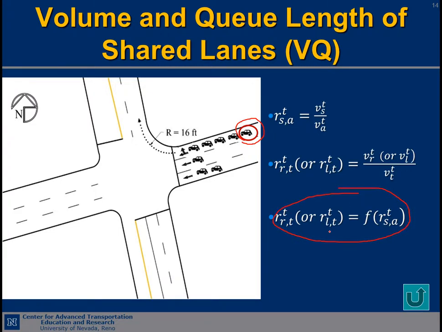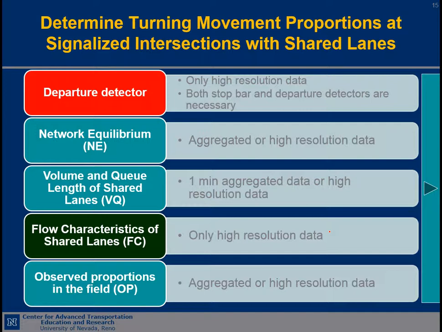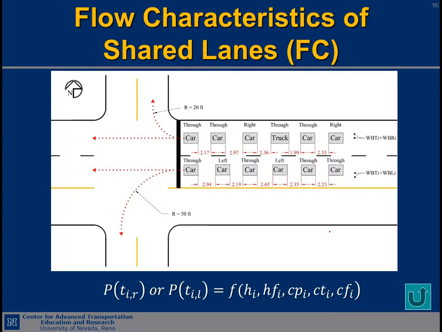The next method is flow characteristics of shared lanes. We can use only high resolution data. The main idea of this method is that vehicles with a higher headway from their front car, when they are passing the stop bar, probably turn left or right. So based on headway and other factors that affect headway, for example the car type or car position in the line, we can make a prediction model.